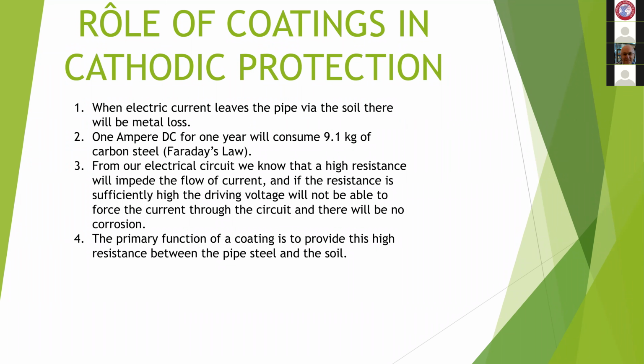You could see from the little electric circuit that we did of the anode in the soil going up through the test post, through the link, down to the pipe, and then back through the soil. You can see from that if the current is not getting there, then it's possible for current to leave the pipe because there's no cathodic protection connected to it. And as that current leaves, there is a metal loss. And we can calculate that metal loss, and 1 amp DC for 1 year will consume 9.1 kilos of carbon steel. That's Faraday's law, it's not an option.